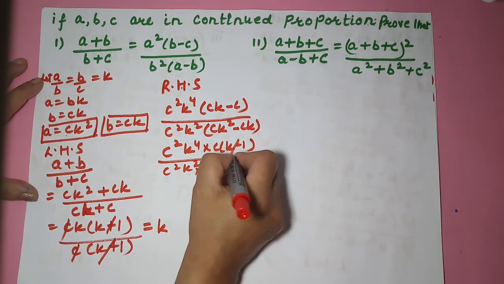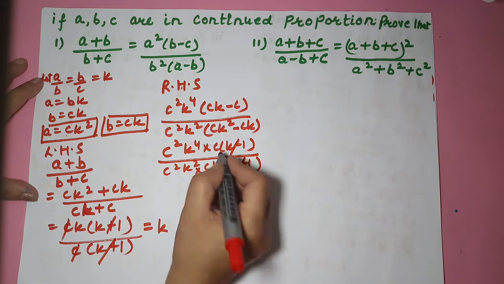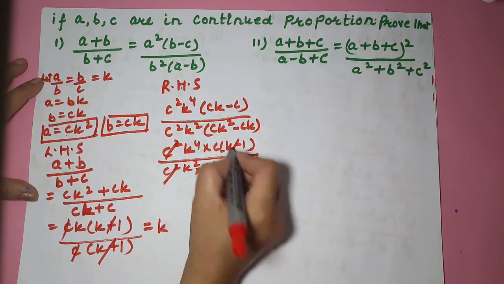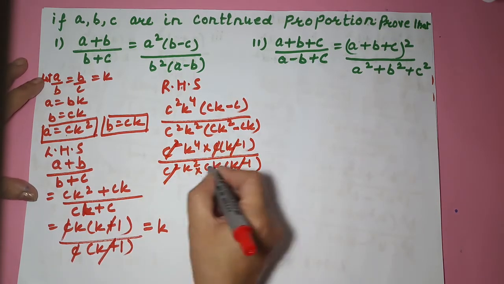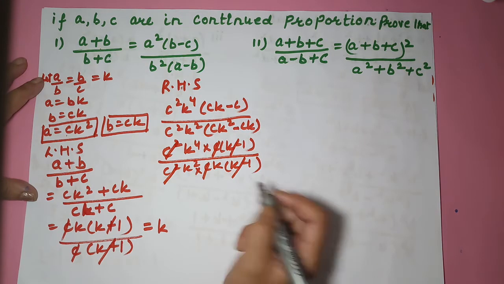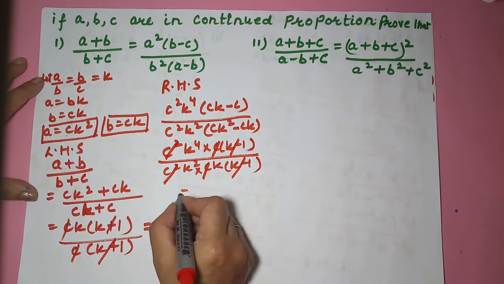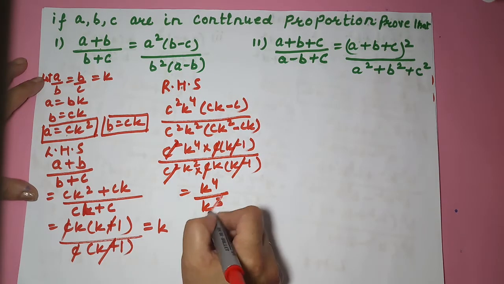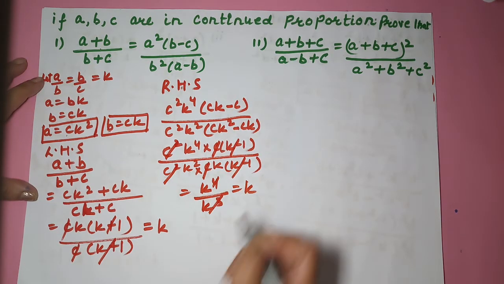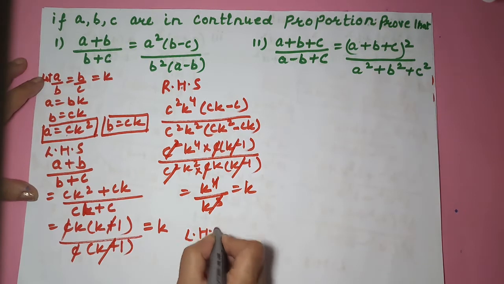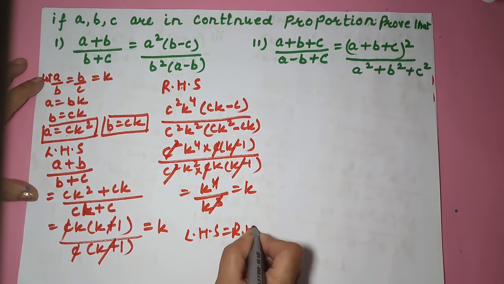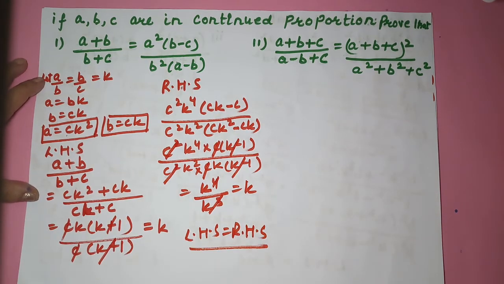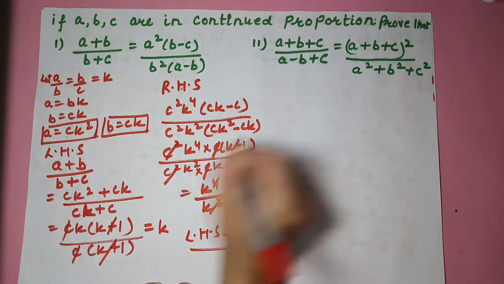Now k minus 1 and k minus 1 will go. c square and c square will go. c and c will go. So you have k cube and k^4. k^4 in the numerator and k cube in the denominator. This and this will go. You're left with only k. So your left hand side is equal to right hand side. Fine. Let's go to this one.